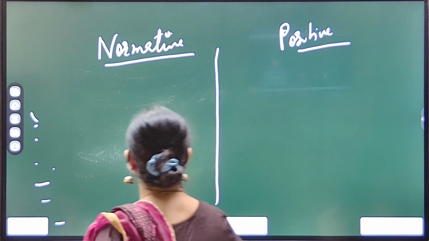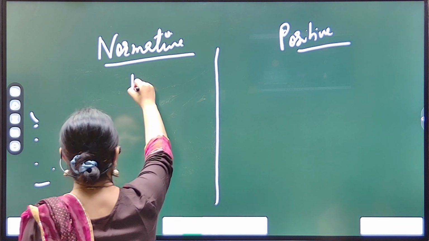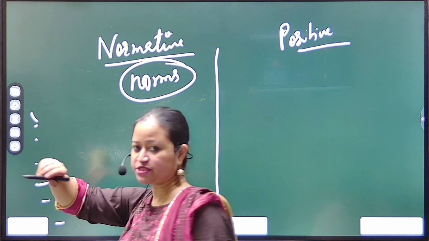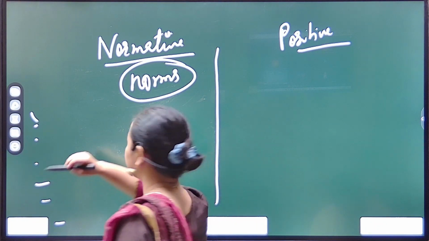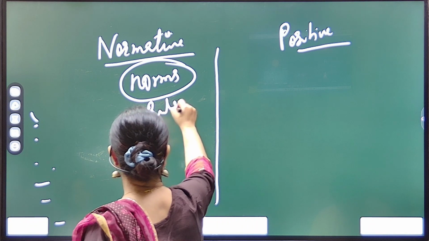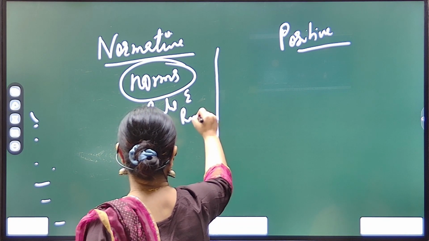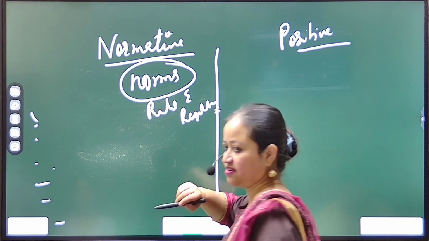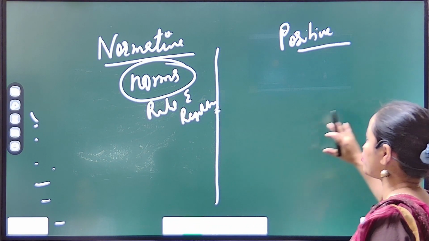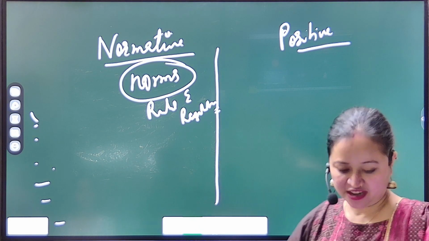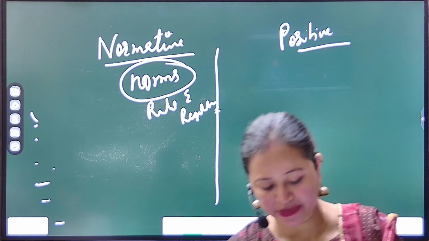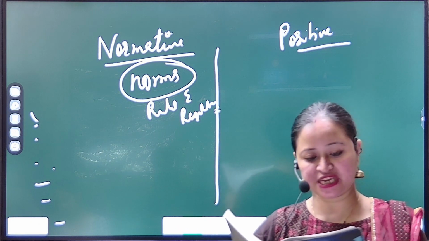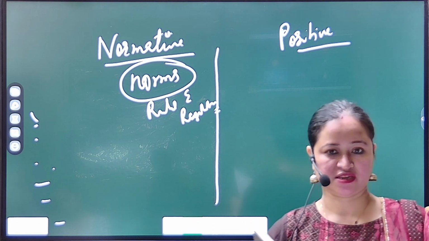Okay, so whenever we talk about normative, in simple words, it is like norms, right? Norms means what? Norms means rules and regulations, we can say. Normative, and this is positive, fine? So whenever we talk about normative economics, it explains what ought to be and what ought not to be.